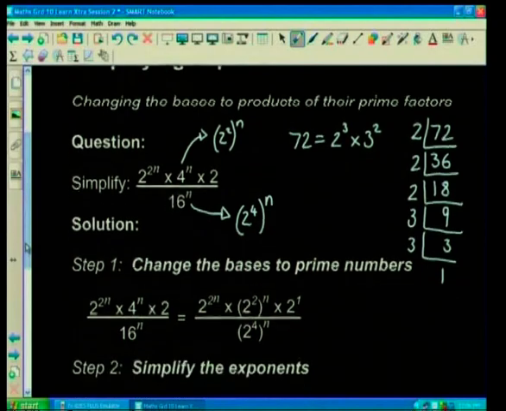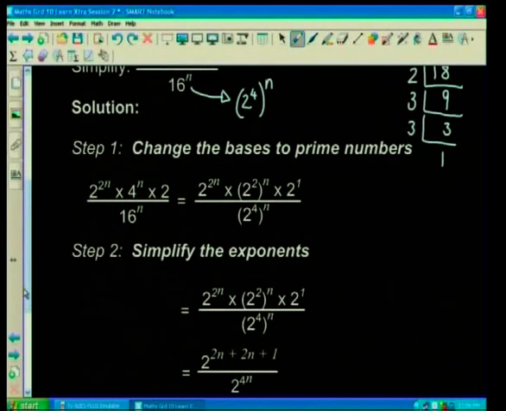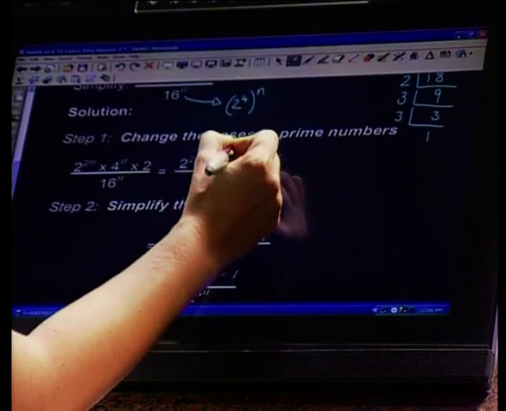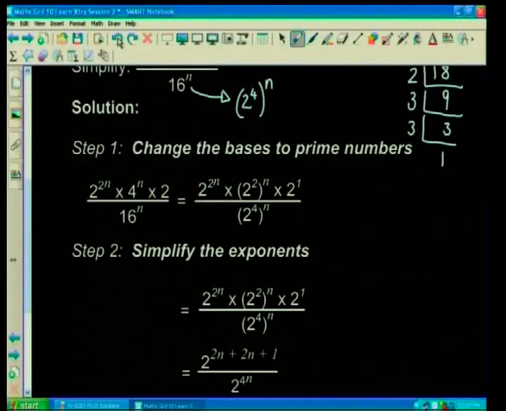Well, what you'll see is this is done over here. Change the bases to prime numbers, and we've done that. And now what we're going to do is multiply them out. 2 times n gives us 2n. 4 times n gives us 4n. That means that that number over there is going to become 2 to the power of 2n, and this one at the bottom will become 2 to the power of 4n.